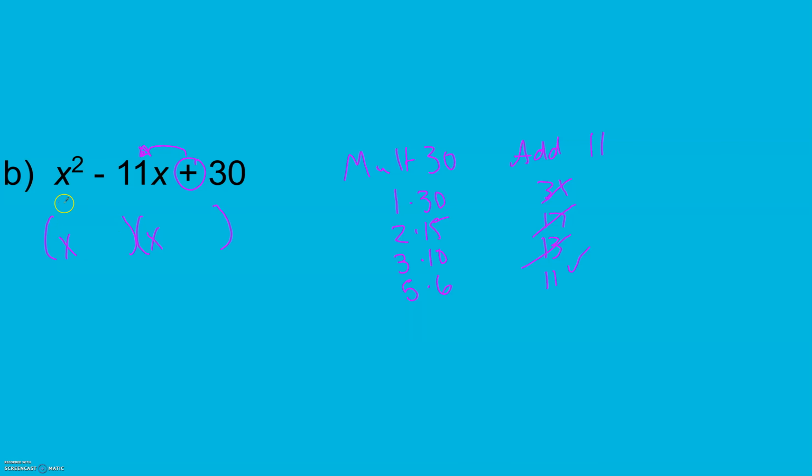To multiply to x squared is x and x. We said to multiply to a positive 30, our signs have to be the same. We found the sum, so our signs are the same. We checked the middle to figure out what they are. Negative. It was a negative 5 times a negative 6 that gave us a positive 30, and that negative 11 in the middle that we were looking for.